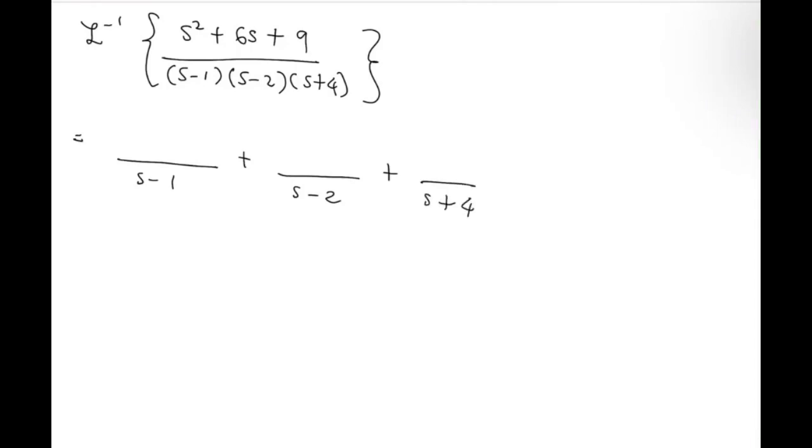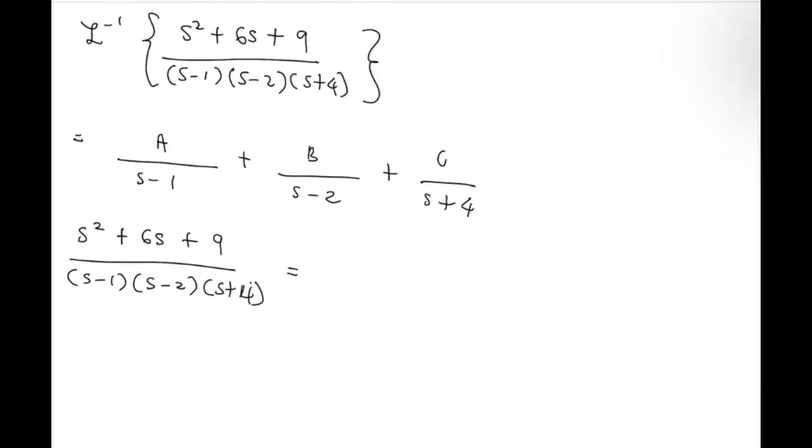Since this is a linear function, the numerator must be constant. So let's put here A, here will be B, here will be C. And then we want to decompose the function. So let's write the original function: (s squared plus 6s plus 9) divided by (s minus 1)(s minus 2)(s plus 4). This is equal to the three parts over s minus 1, s minus 2, s plus 4.